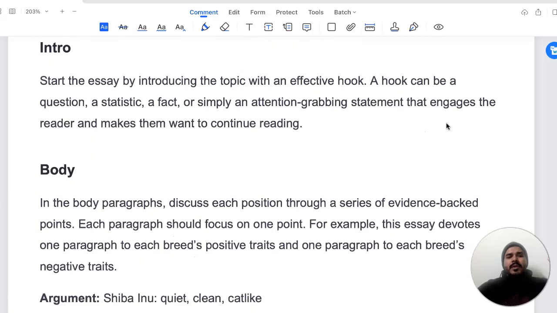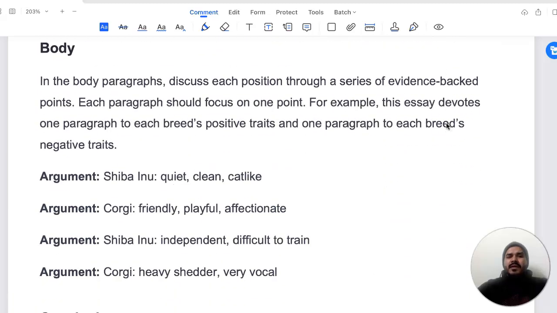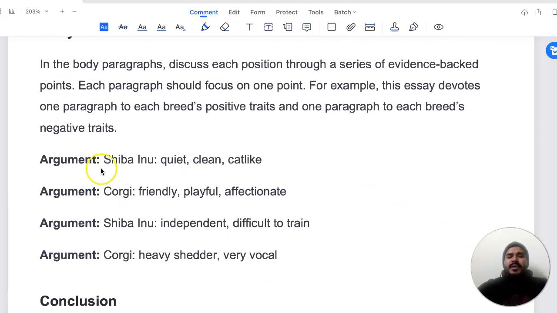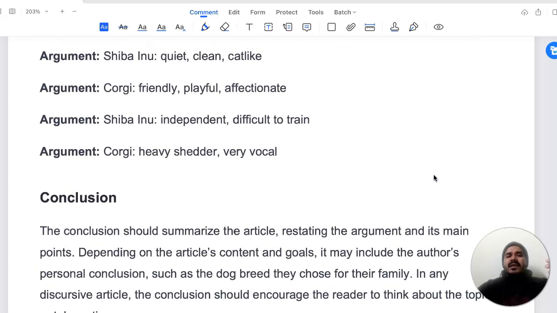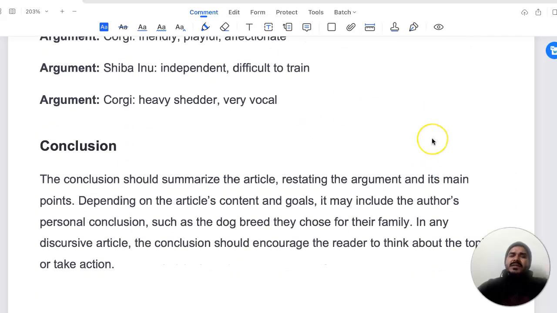Then there must be body paragraphs. In body paragraphs, guys, you should bring both arguments and their positive and negative sides, and then the conclusion. In a discursive article, you can give your conclusion as a writer, with your opinion. In the conclusion paragraph, the writer can give his opinion, but the opinion should be very logical. It should not be biased. It should depend on the arguments.